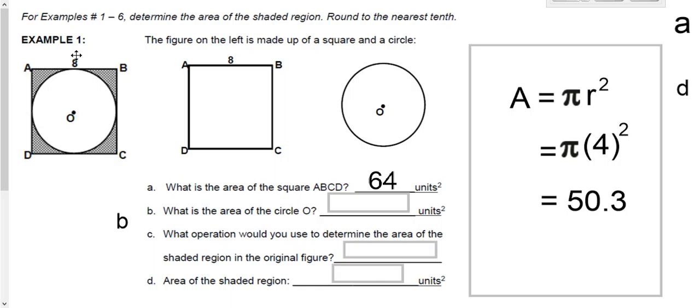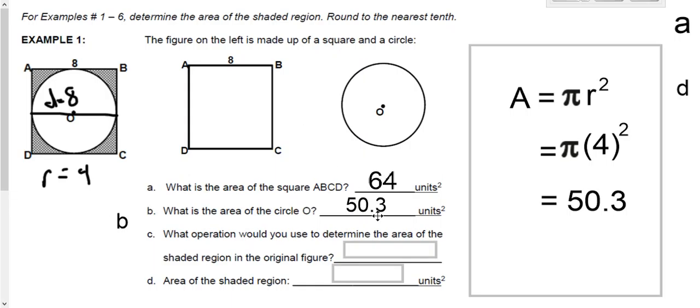So to find the radius, we take the diameter. Again, I'll draw this in. All the way across the circle is the same thing as all the way across the square. That's 8. And that's the diameter. So how do we find the radius? We take the diameter and divide it by 2. So 8 divided by 2 is 4. So that's how we know the radius equals 4. So now pi times the radius squared. We'll continue to round our answers to the nearest tenth. Rounded to the nearest tenth is 50.3 units.